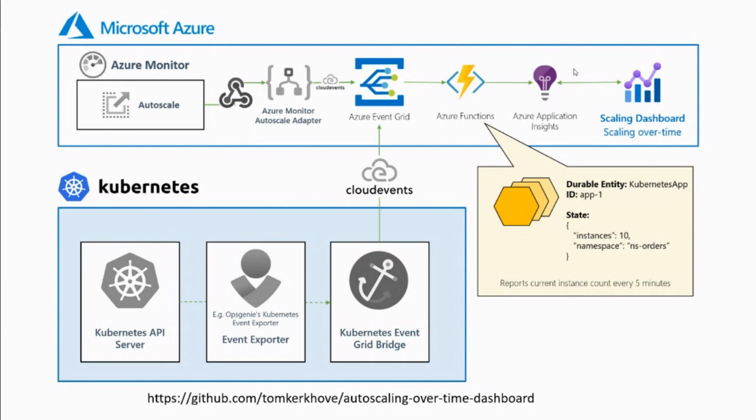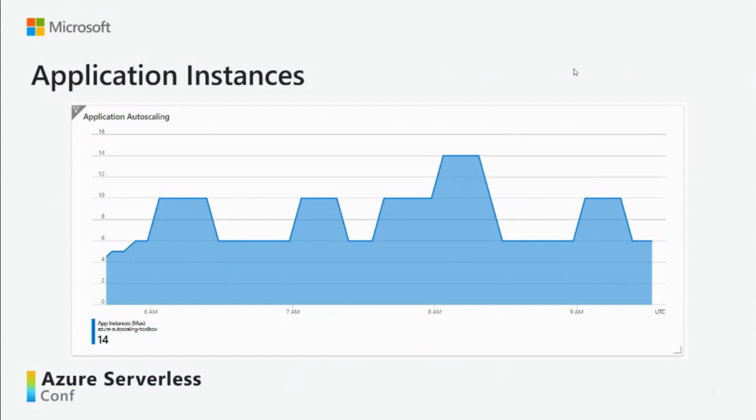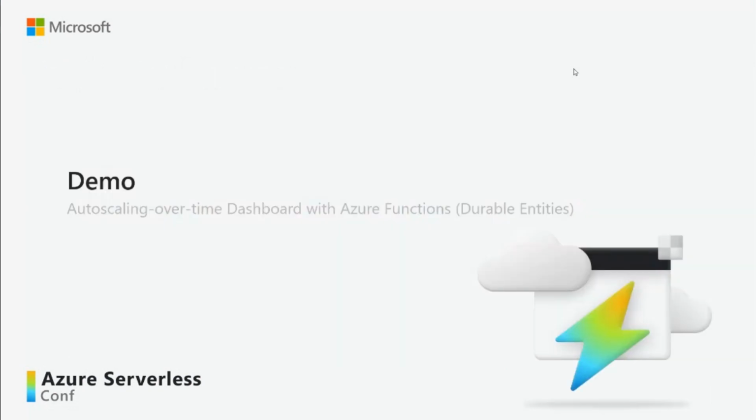If you're interested, this sample is available on GitHub. So if you go to github.com/tomkarkove/autoscaling-over-time dashboard, you can just fork it, make your own changes, or simply deploy this to your Azure subscription and get going. And if we do this, we will have this nice chart showing the full instance count over time. But talk is cheap, so let's go to a demo and I can walk you through it.